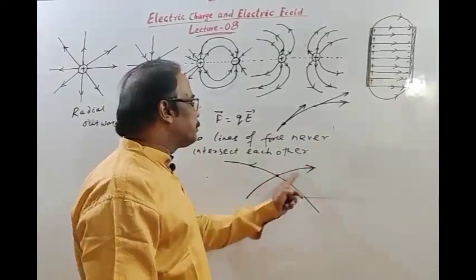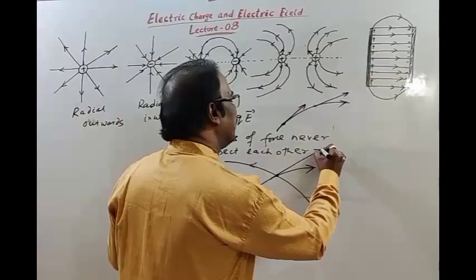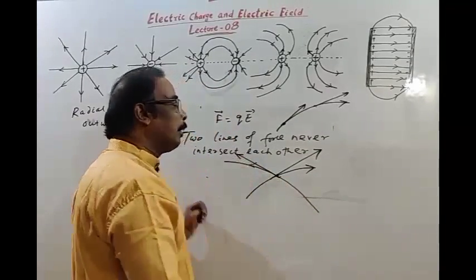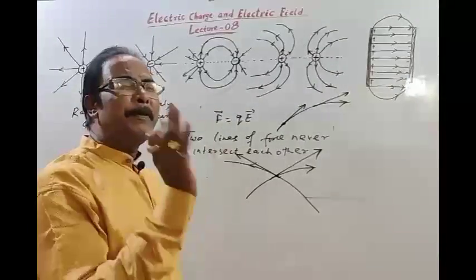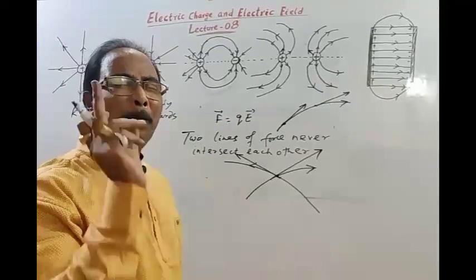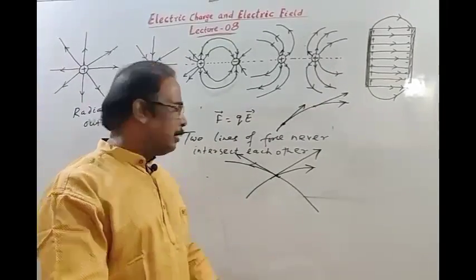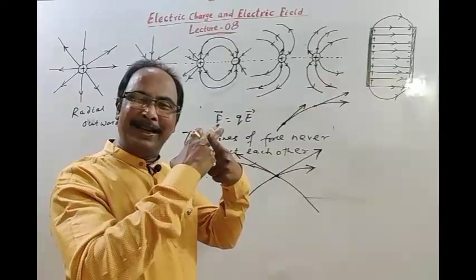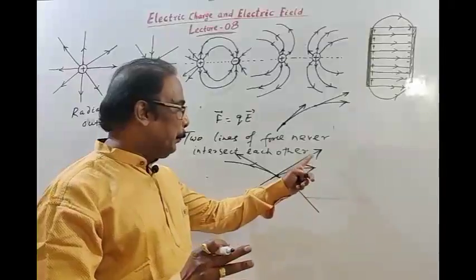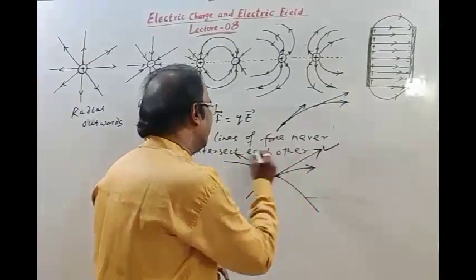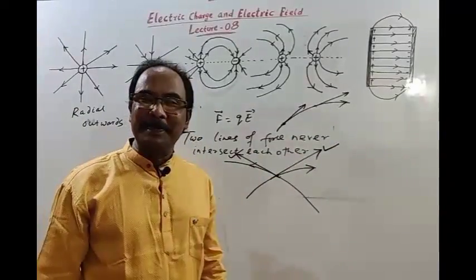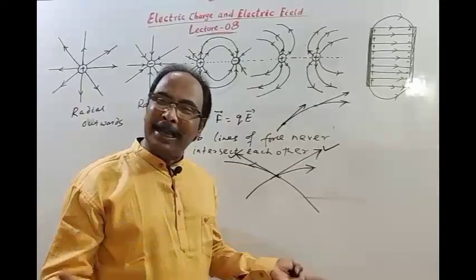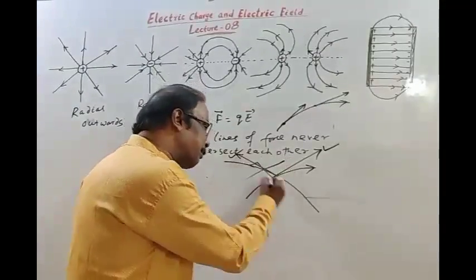Suppose for these lines of force, the tangent will be along this direction, and for this line of force, the tangent will be along this direction. So if two lines of force intersect, then at the point of intersection there will be two tangents showing two directions of electric field. This is a direction, this is a direction. Is it possible that at a given point there will be two directions of electric field? So this is not possible.